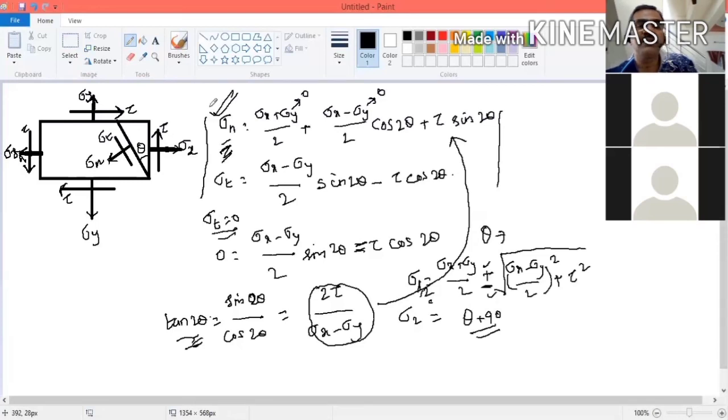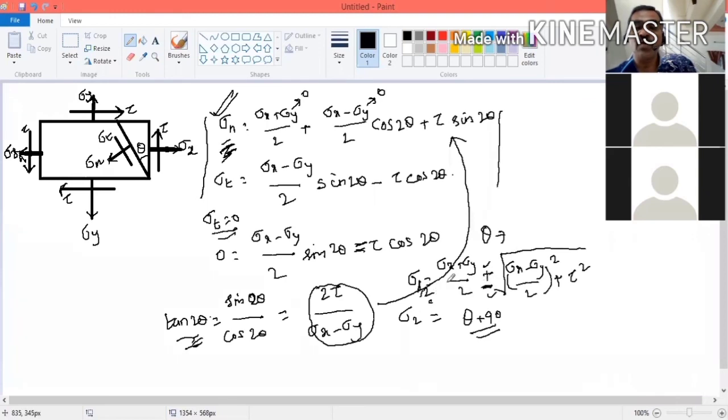This equation will give sigma n at any theta. But now we calculated the maximum value of sigma n and the minimum value of sigma n. The maximum value of sigma n is sigma 1, that is the maximum principal stress. The minimum value of sigma n is the minimum principal stress, that is sigma 2, and you have to put minus.